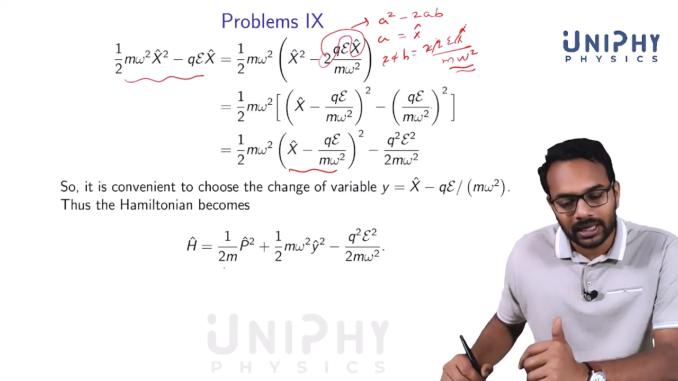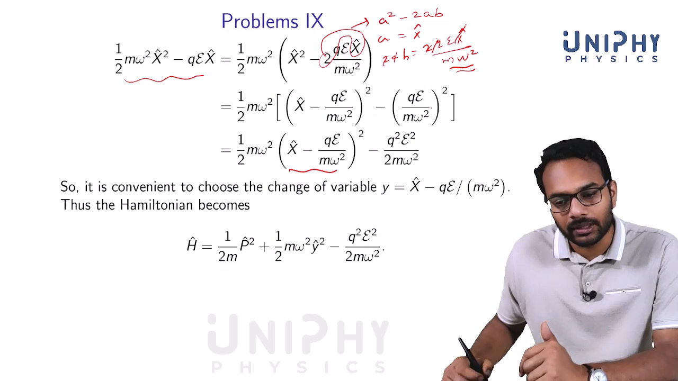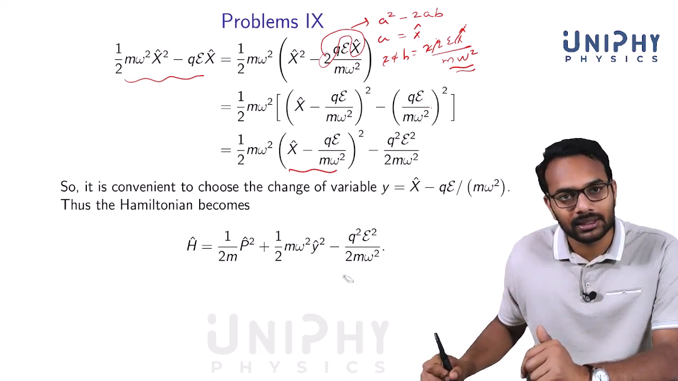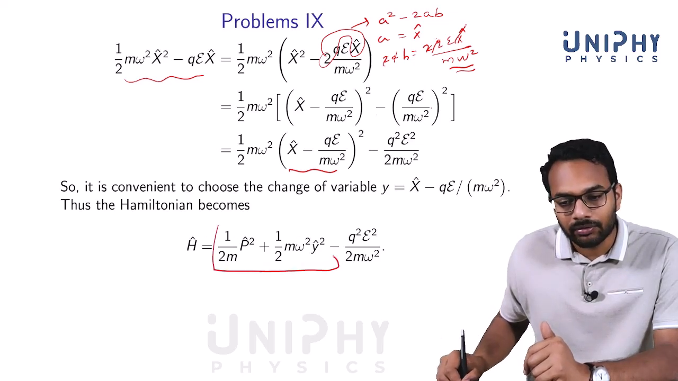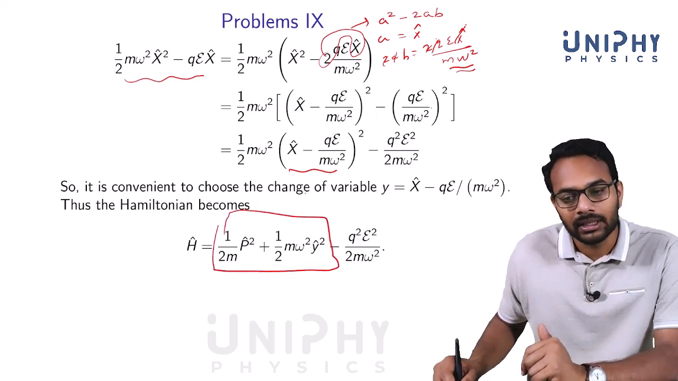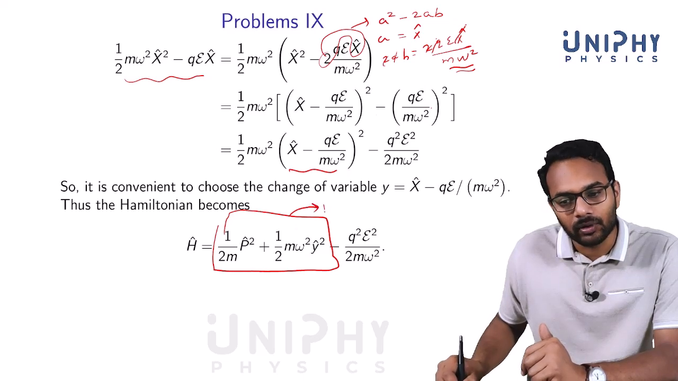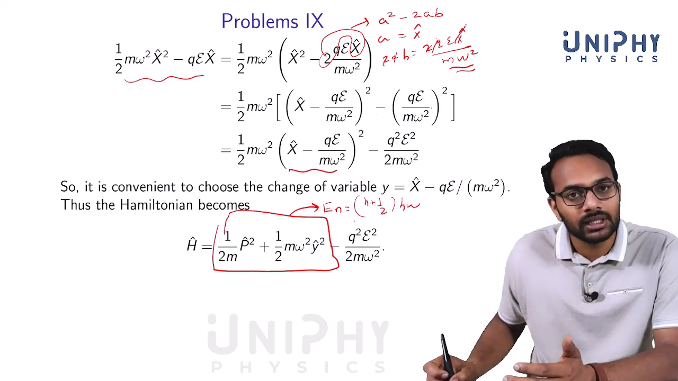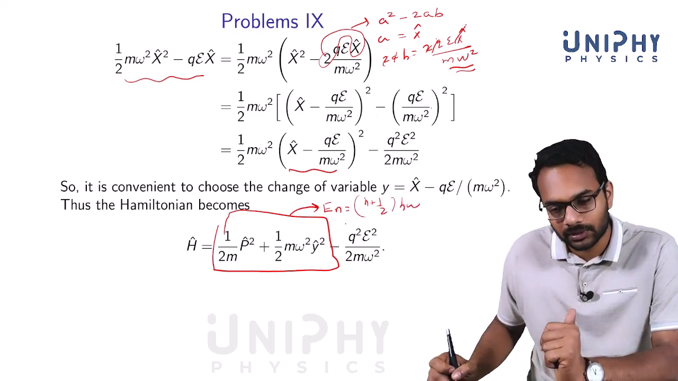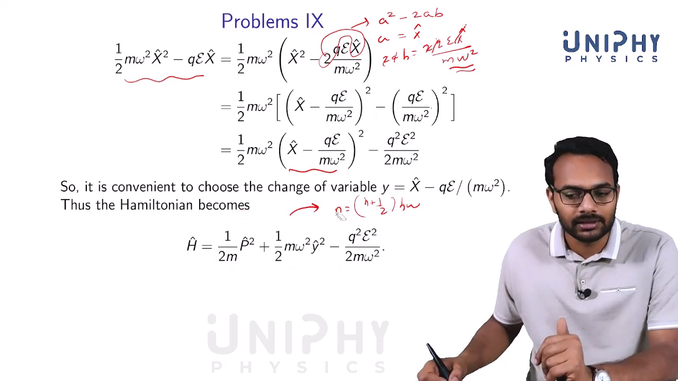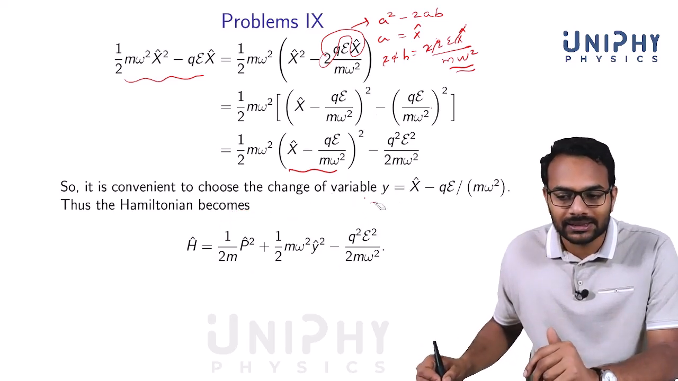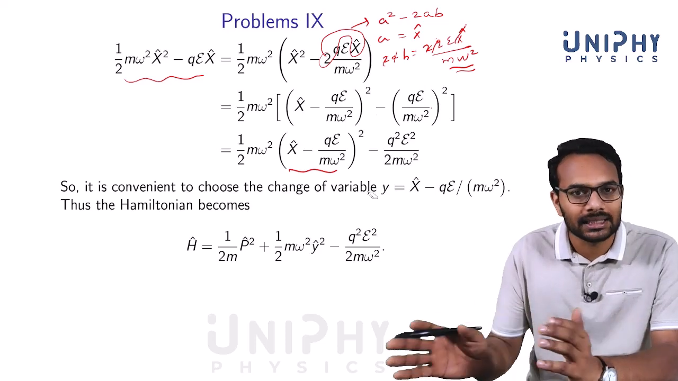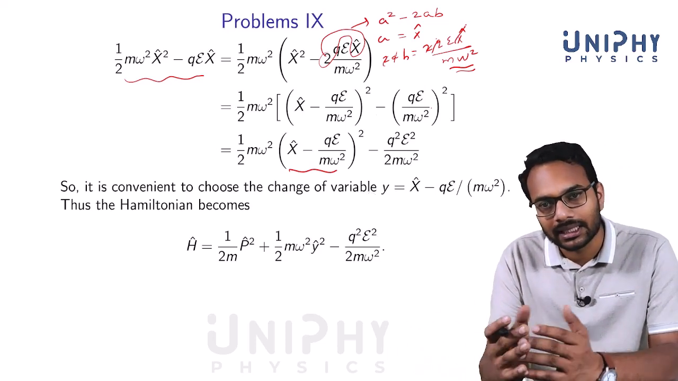Now the Hamiltonian becomes 1 by 2m p square plus half m omega square y square, and then there's a constant term here. Now this is our familiar harmonic oscillator Hamiltonian, and the eigenvalue corresponding to this term we already know. It will be En equal to (n plus half) h cross omega. This we had already found. It's exactly of the same form. If you shift the coordinate system by any factor, it does not change the results. It's known as translation invariance.